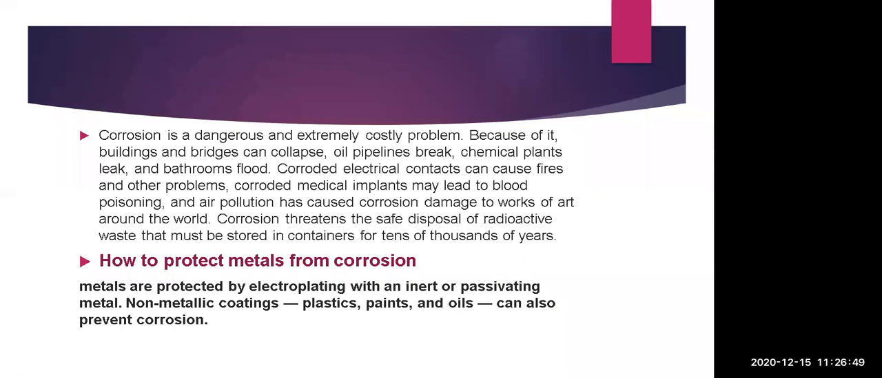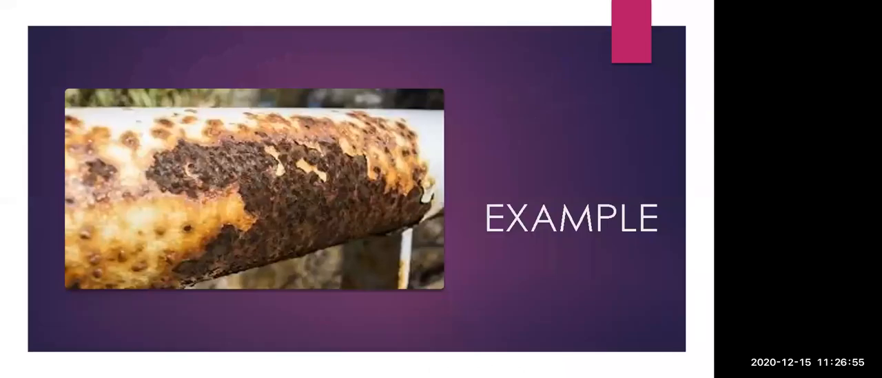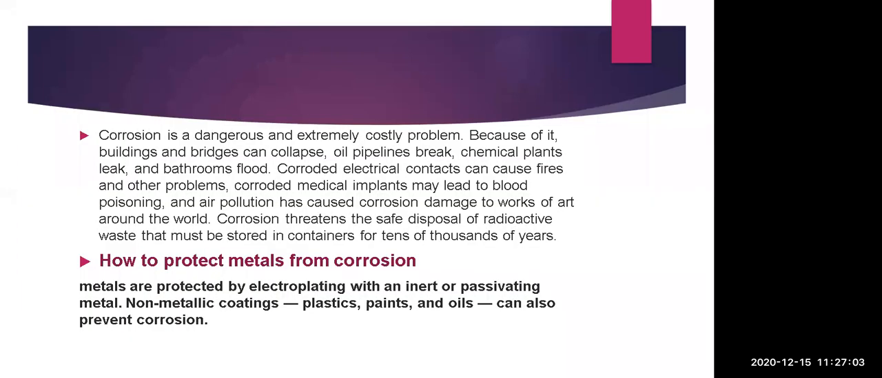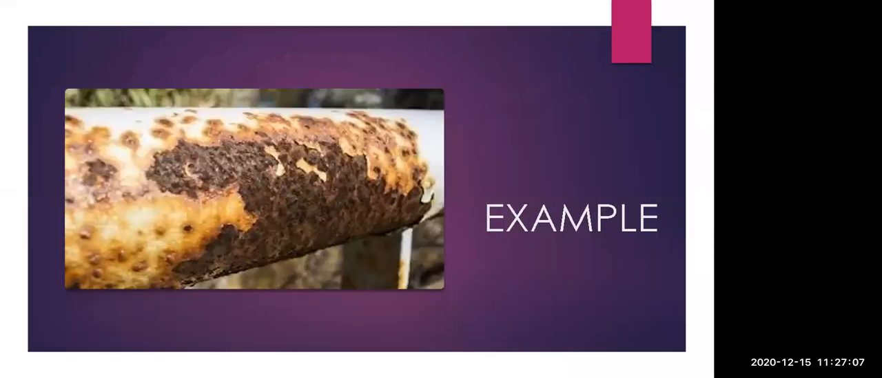That's why you might have seen that iron rods, iron materials and pipelines, different types of things, are painted. They are painted with oils, plastics and paints, so that this kind of corrosion will not happen. So this is one of the pictures of corrosion.